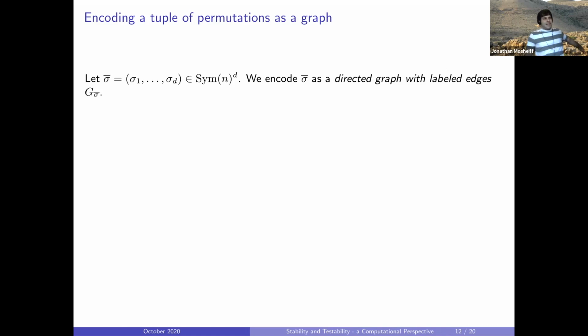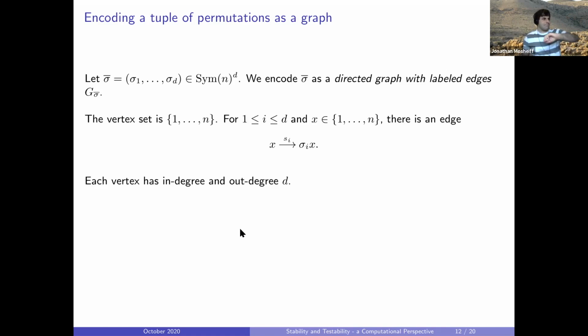The point that I want to make here, just before I introduce the general testing algorithm that we're going to use, is that I want to get a different point of view of the tuples of permutations that we're going to test. So we're going to encode any tuple of permutations, these are the inputs for our algorithm, as a directed graph with labeled edges. This is a very simple graph to explain. The vertex set is just going to be 1 to n, so these are exactly the objects that permutations act on.